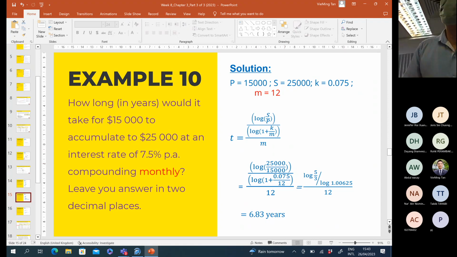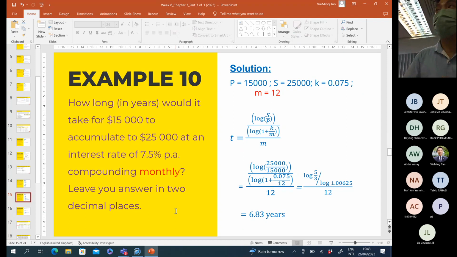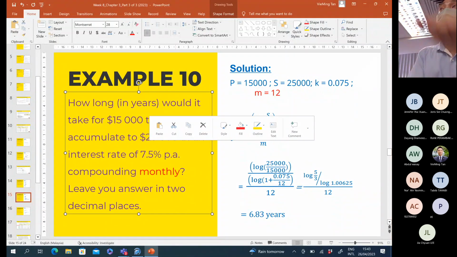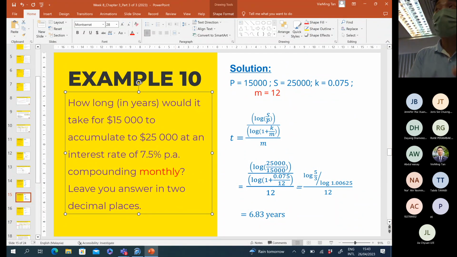From here, we know that 15,000 must be the P. 25,000 should be the S, because this number is greater than 15,000. Bear in mind, your S value must be greater than the P, and your P should be greater than the I. So P and S are already given.